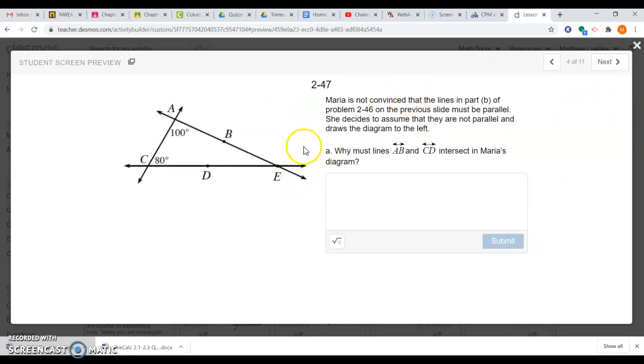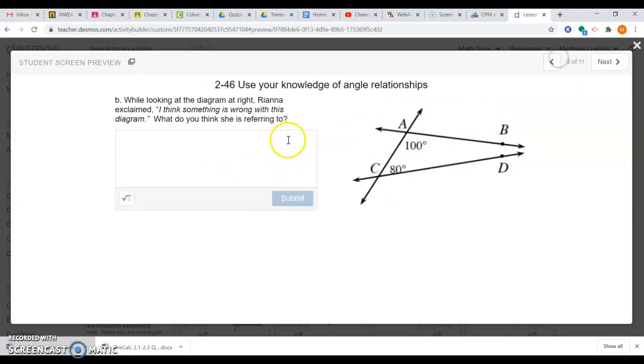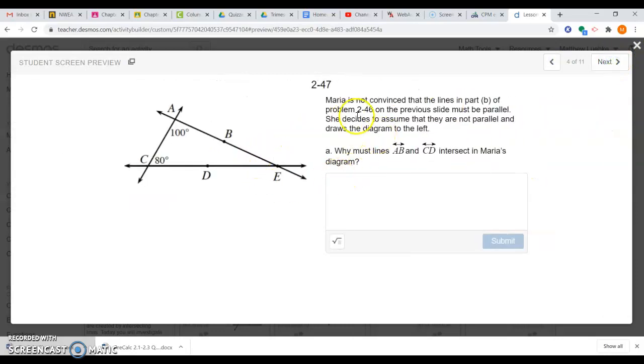Now we move on, and it's the same kind of diagram, but we can actually see this point of intersection where it didn't quite get there before. Maria in the last problem was not convinced that the lines must be parallel for this relationship to exist, so we're going to take a look. It says, why must the lines intersect in Maria's diagram? I don't really love that question, so I'm going to help you out here. They must intersect because it says right here, they are not parallel.